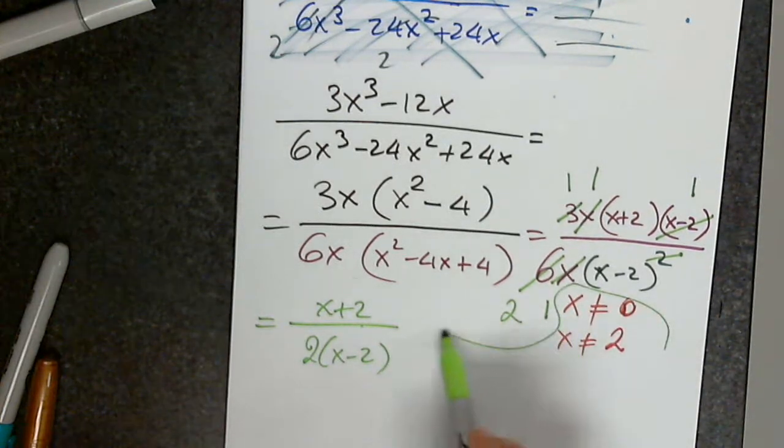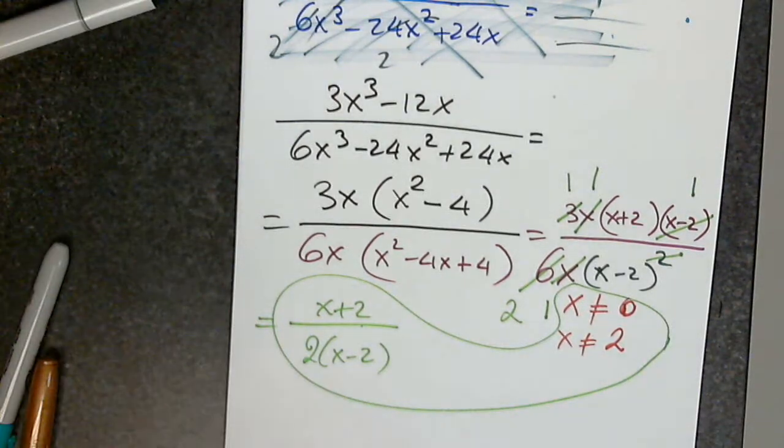So the correct answer is this. This whole rational expression simplifies to x plus 2 over 2 times x minus 2 only when and only if x is not 0 and x is not 2. So why don't we have to say x doesn't equal negative 2? Because the numerator can be 0.